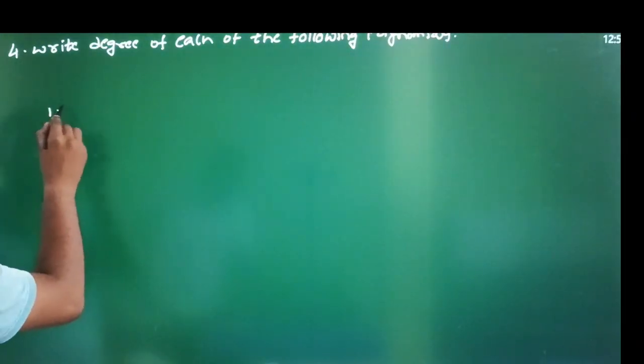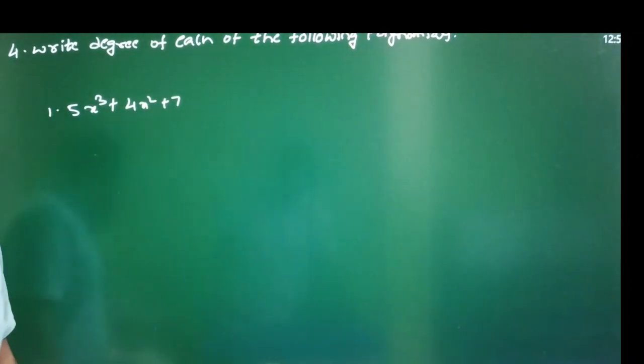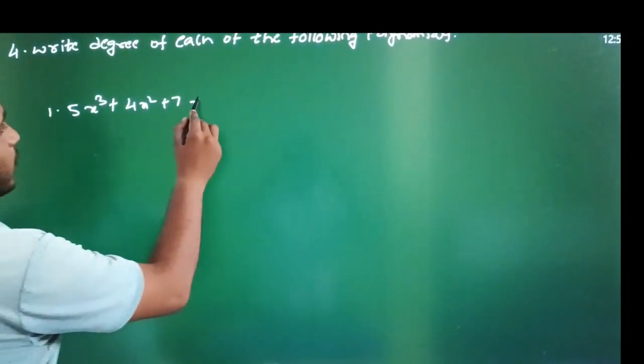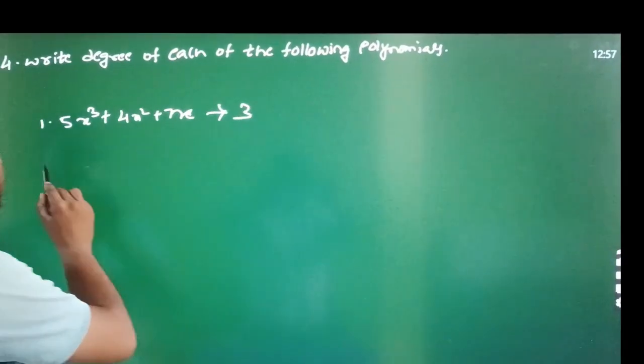First one. 5x cube plus 4x square plus 7x. Here the highest power is 3. So the degree of the polynomial is 3.